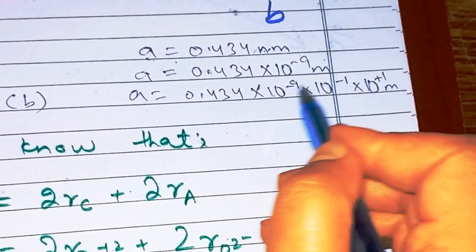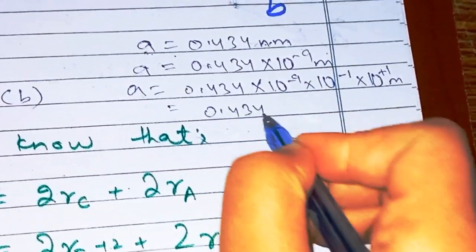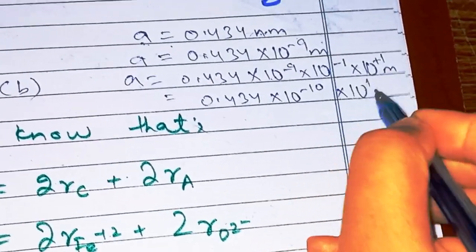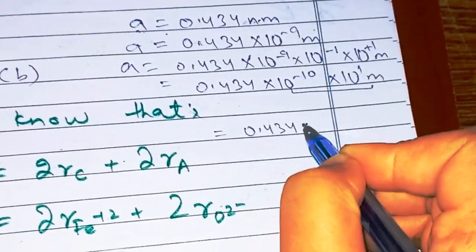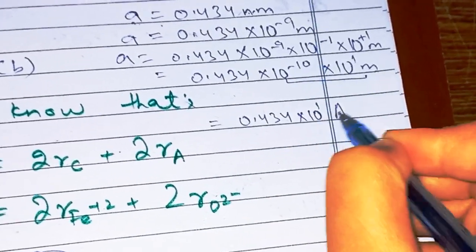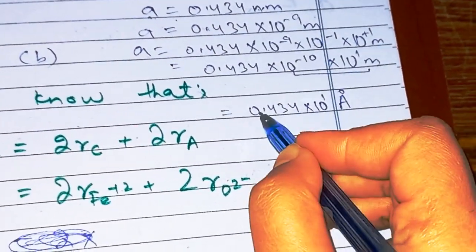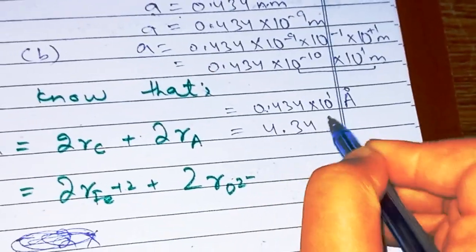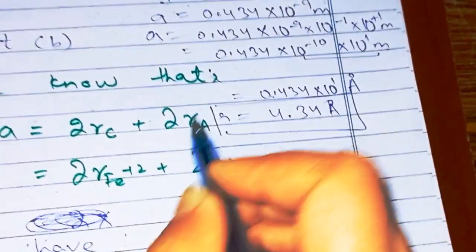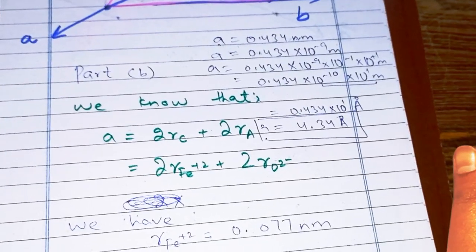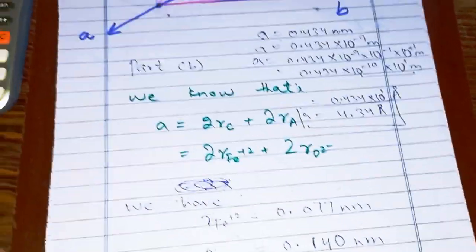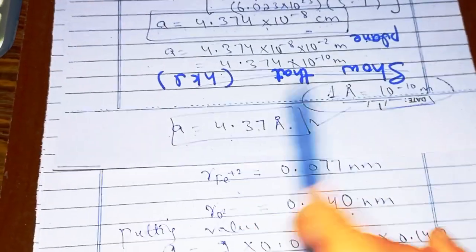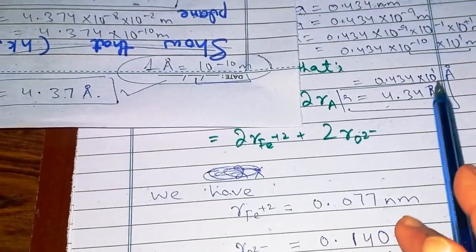Okay, we can combine these two powers together to form 10 to the power minus 10 meter, and 10 to the power minus 10 meter is actually angstrom, so we'll write it together, and it's angstrom. Multiplying 10 to the power 1 with this quantity gives 4.34 angstrom. This is the lattice parameter or the unit cell edge length considering the radii of the ions. It's theoretically determined. The one that we determined from the experimentally determined density was 4.37 angstrom. It's 4.34 angstrom here. There is a slight difference.